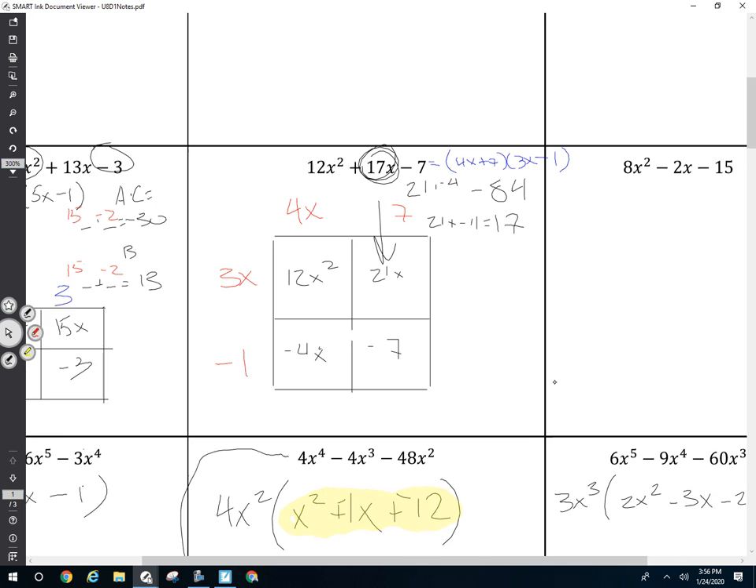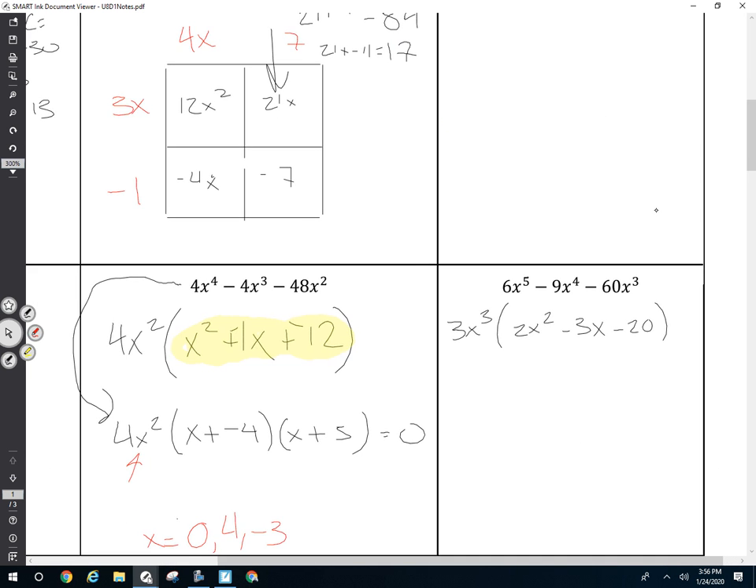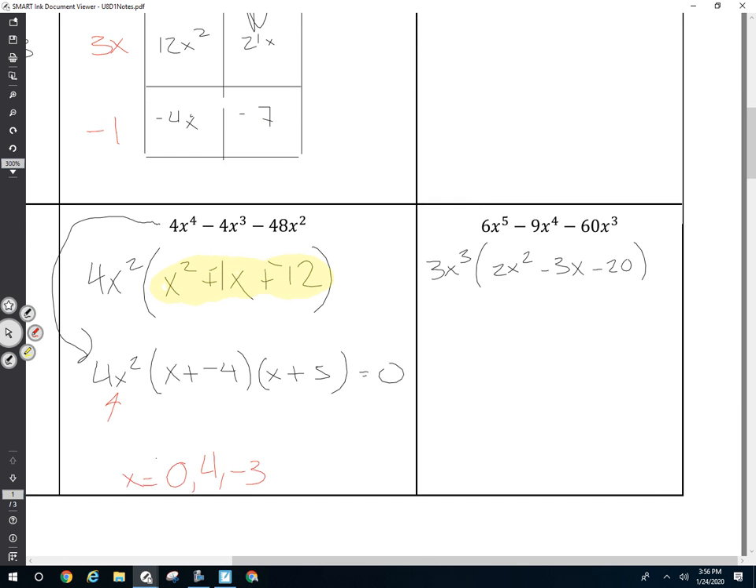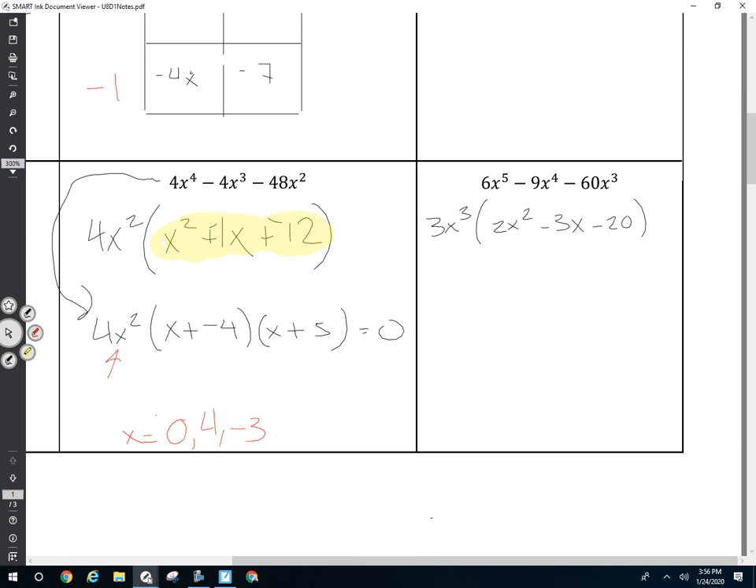Okay, so do we want to do another one, or are we ready to move on? Let's look at this one in the bottom right corner. I already factored out a greatest common factor, but now what I have is 2x squared minus 3x minus 20. I can do my number puzzle, and I'm going to try to factor this middle part. Negative 60 and negative 3.